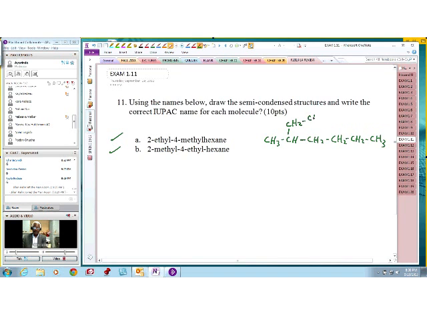So this here has an ethyl group, and then it says 4-methyl. So if this is carbon 1, 2, 3, and 4, the methyl will be here. So I remove that hydrogen, and I place a methyl right here.